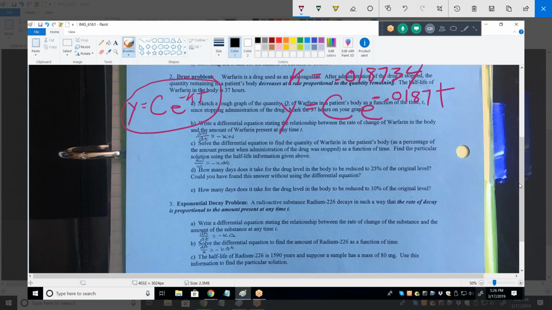I'm not sure how to solve for c, to be honest with you. It didn't look to me like they gave us enough information to solve for c. The half-life lets us solve for k. Let's look at the next question. Maybe that will enlighten us. How many days does it take for the drug level in the body to be reduced to 25% of the original level? Well, that's just solving this.